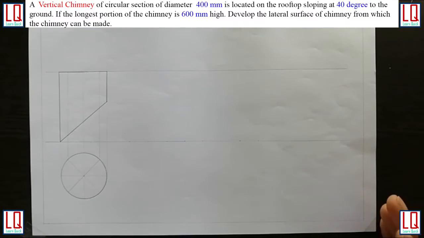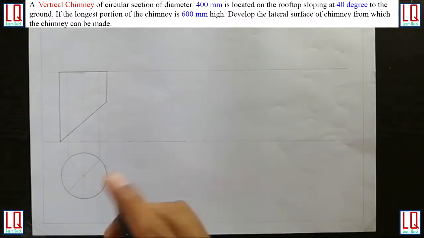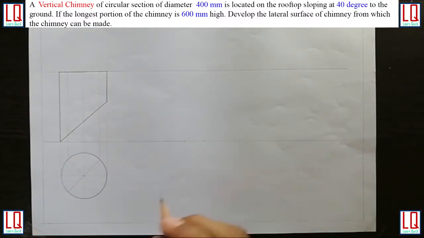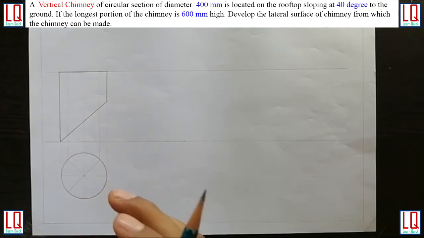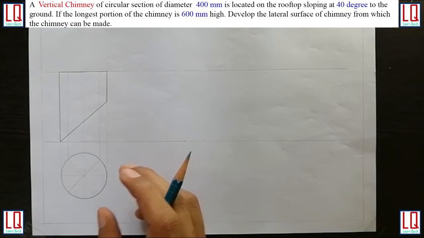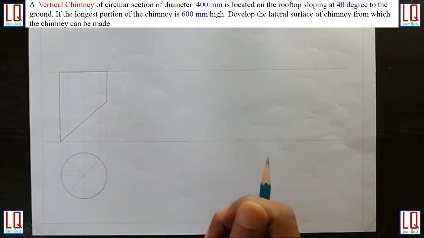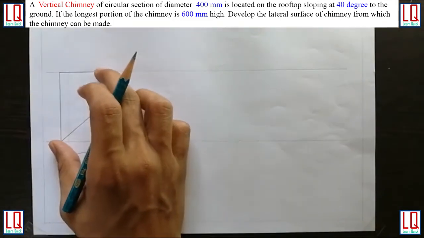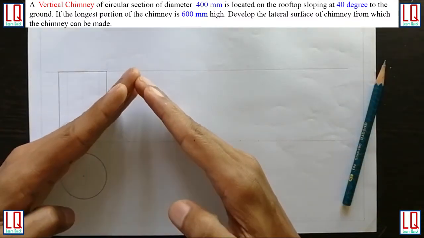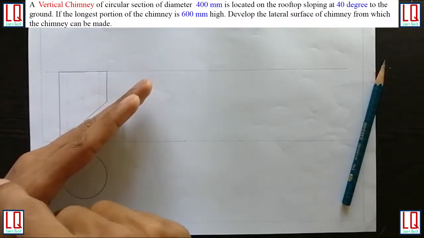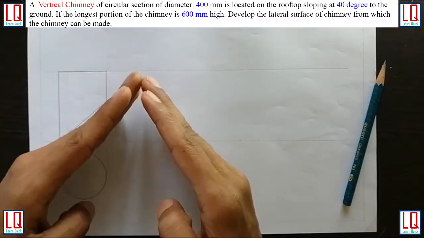For the given question, we have drawn a vertical chimney of a circular cross section. The circular cross section diameter is 400 mm, so we have scaled it into 1:10 ratio and kept it as 40 mm. This chimney is located in the rooftop. Consider a roof having a slope of 40°; this chimney is located in the rooftop.